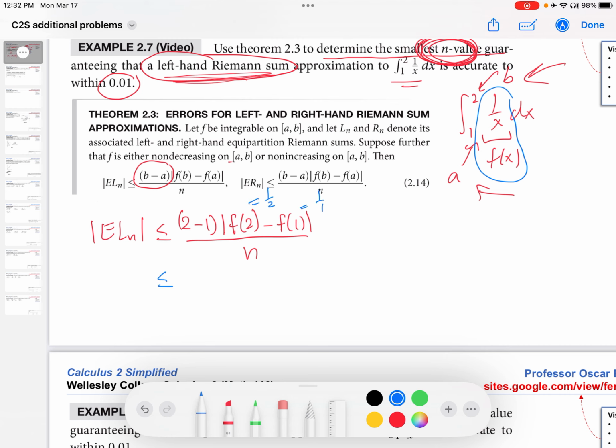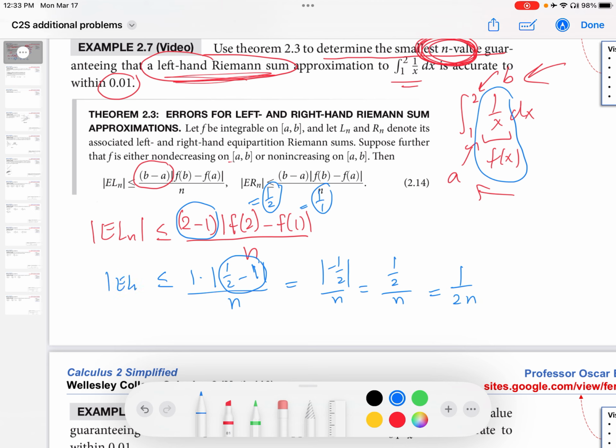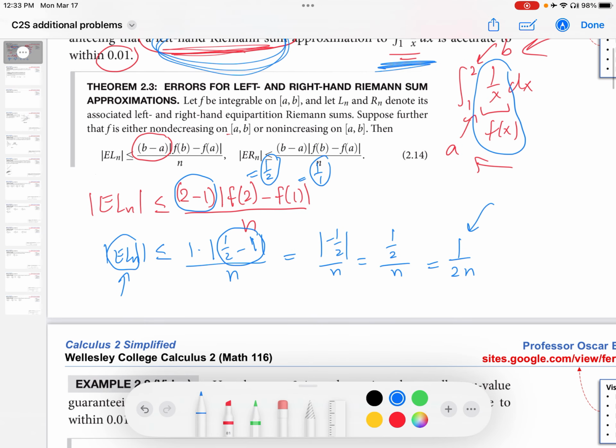And now I'm going to calculate everything here. 2 minus 1, that's 1. Absolute value of 1/2 minus 1, and then divided by n. In the absolute value, I just get 1/2 minus 1, that's negative 1/2. And the absolute value of negative 1/2 is 1/2. And if I'm dividing 1/2 by n, that's the same as 1 divided by 2n. So now I have my written out E L n in absolute values. This again is the error in using the left-hand Riemann sum to approximate an integral. Okay, so I have that quantity.